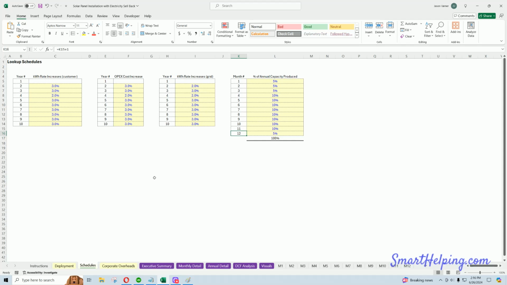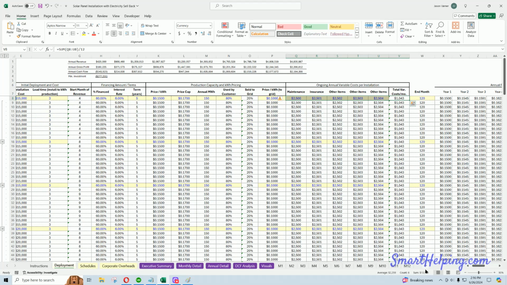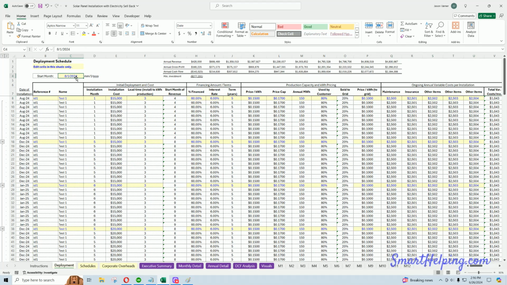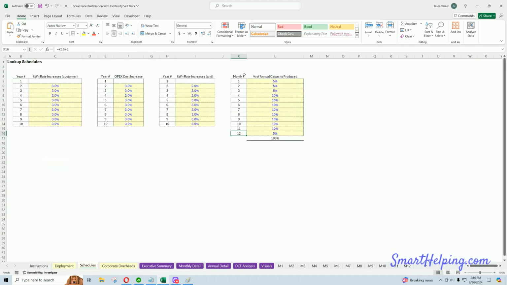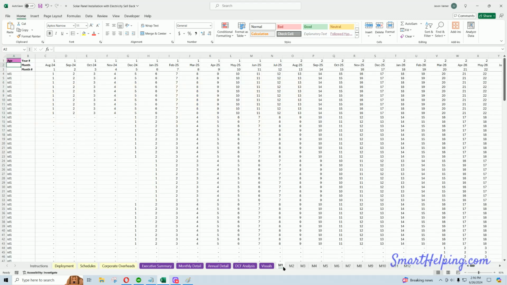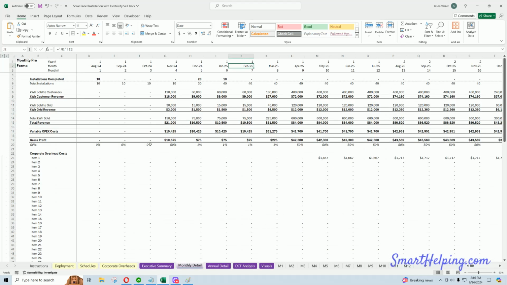And that's somewhat why it is important to put a month number in here, or a month, because we are going to look up in our monthly detail what month this is in order to reference this proper schedule, because month number 1 in the model might not be January. In this case, it's August.